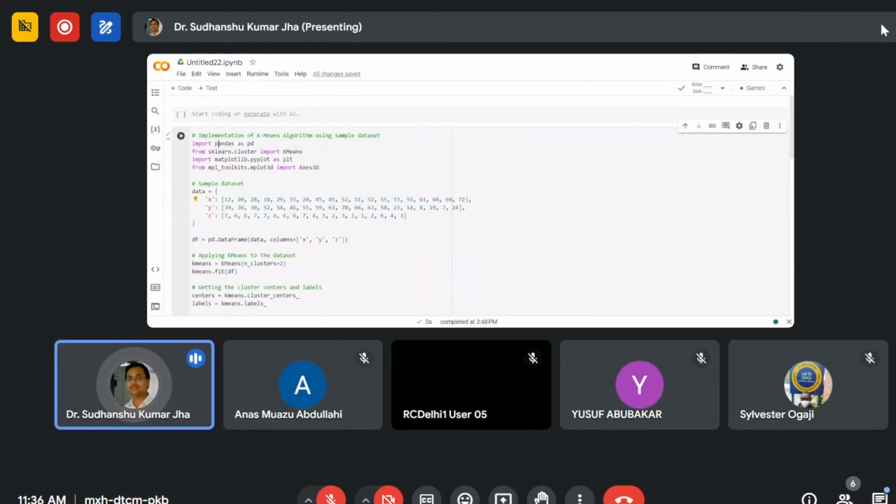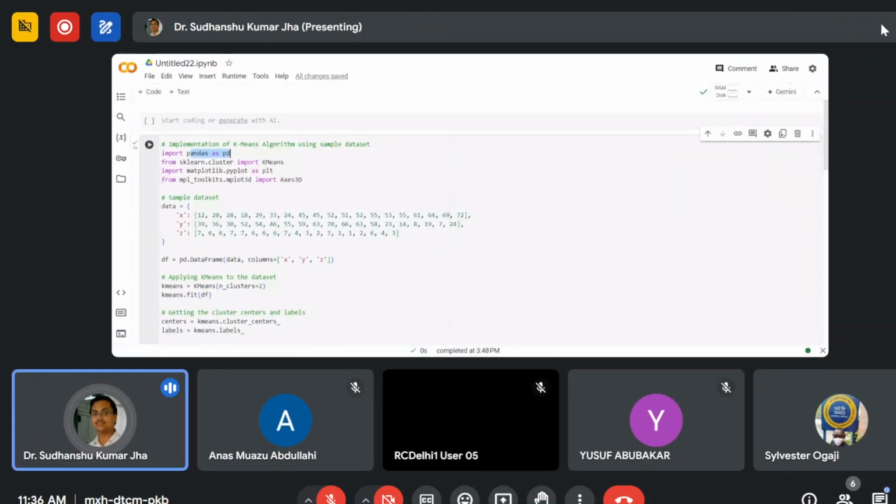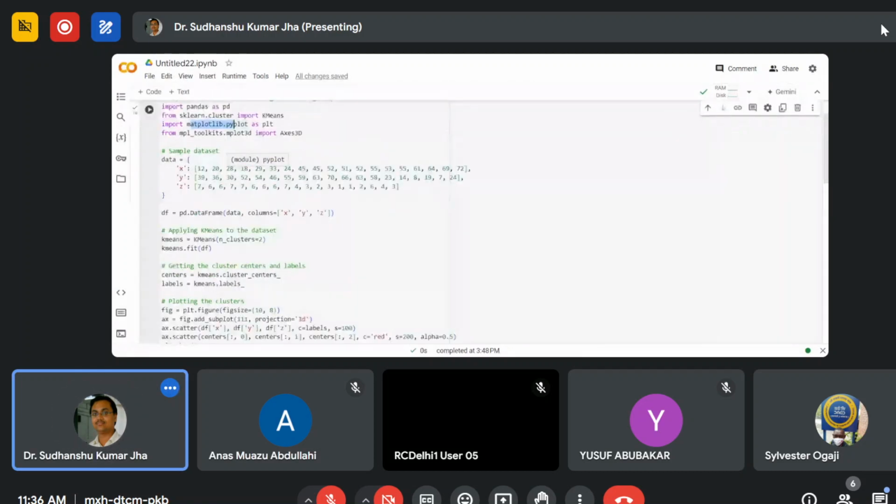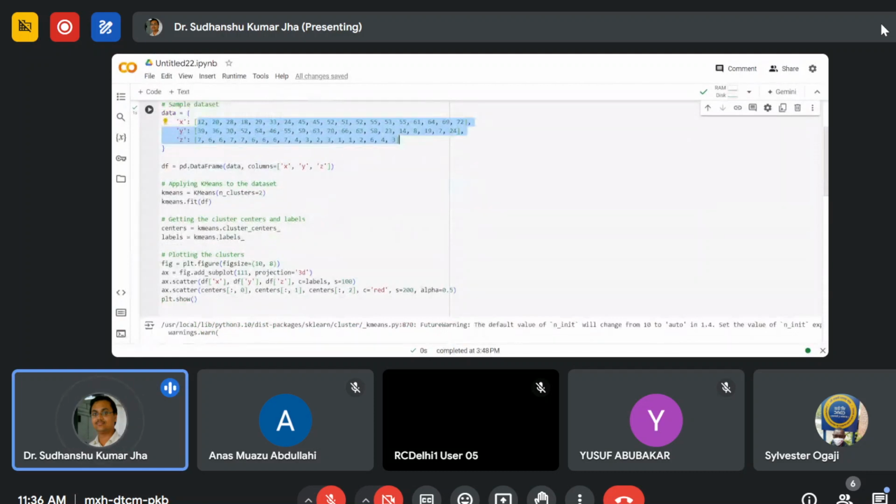For that, we have taken pandas as pd, and from sklearn we have imported KMeans, and for plotting the graph we have taken the matplotlib library here. This is the sample data set; you may take any kind of data set. This is the sample data set we have taken today, and it is passed into a data frame, and we created a data frame df here.